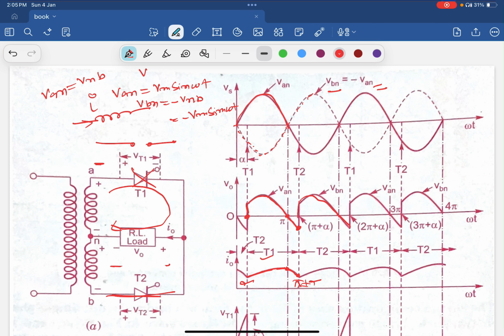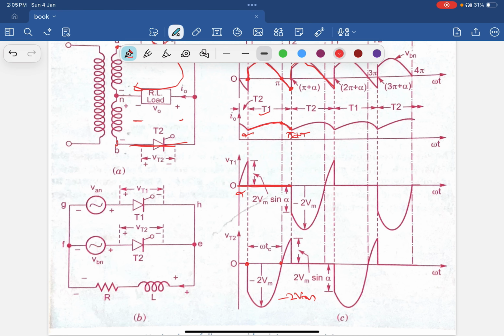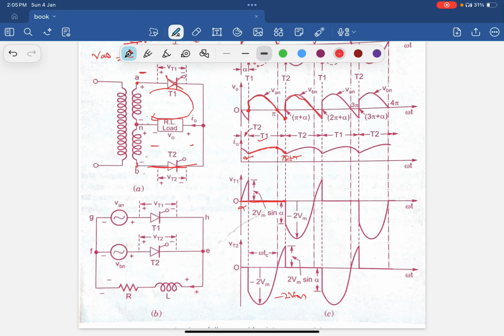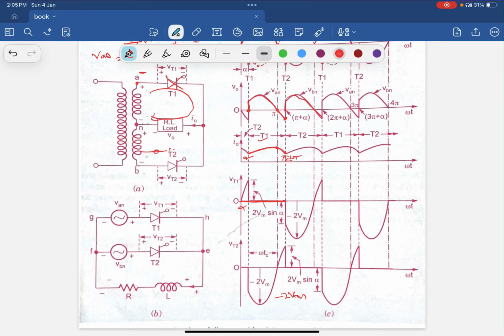So if we collectively add A and B, what we get is minus 2 Vm sine omega t. So this minus 2 Vm sine omega t appears across it. With the voltage minus 2 Vm, the thyristor T2 is not in the conducting mode. It acts like an open circuit. So it is turned off by the supply voltage minus 2 Vm sine omega t.